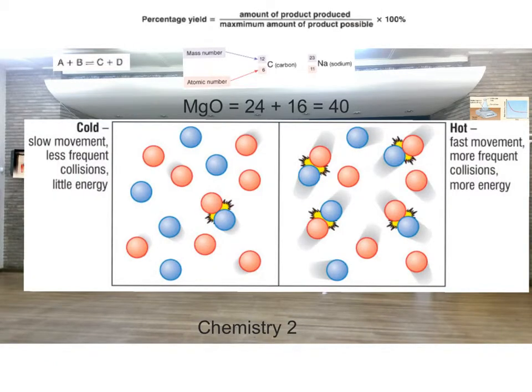Reactions happen more quickly as the temperature increases. Increasing the temperature increases the rate of reaction because particles collide more frequently and more energetically. More of the collisions result in a reaction because a higher proportion of particles have energy greater than the activation energy.